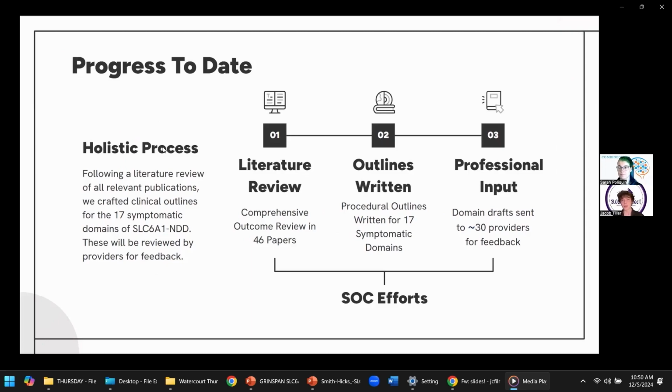Progress to date. A holistic process involving a literature review has been used. Following this review of all relevant publications, we crafted clinical outlines for the 17 symptomatic domains of SLC6A1. These will be reviewed by providers for feedback and ultimately culminate in the final publication. The first step was this comprehensive literature review, which included 46 papers. We then moved to write outlines for 17 domains, and then finally sent these to 30 providers for feedback.